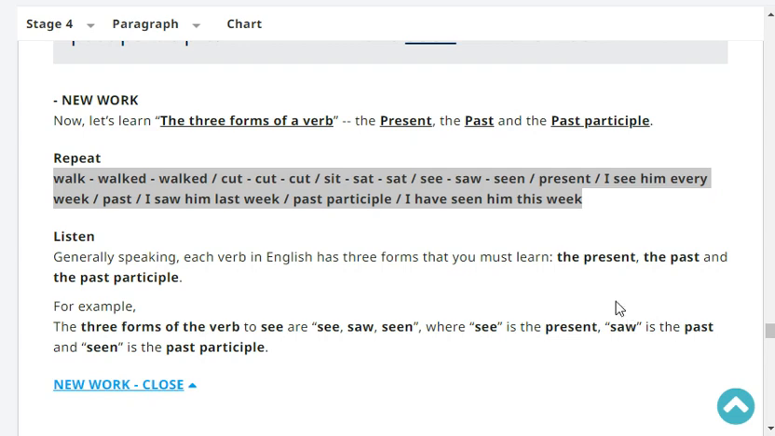Okay, present. I see him every week. Very good. Past tense. I saw him last week. Very good.